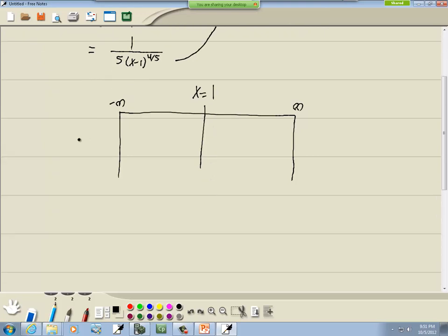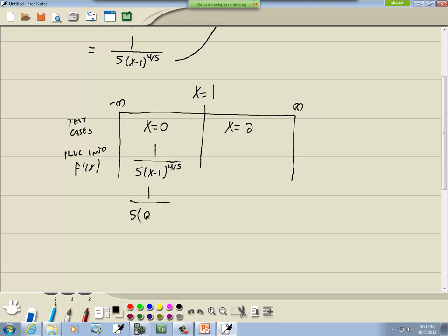If this didn't exist, then it definitely can't be a min or max. Okay, so we want to pick test cases. So I'm going to pick a value between negative infinity and 1, like 0. And I want to choose one between 1 and infinity, like 2. And we want to plug this into our derivative. So we got 1 over 5 x minus 1 to the 4/5 power. I'm going to go ahead and just do this by hand. I'm too lazy to type it into the calculator.